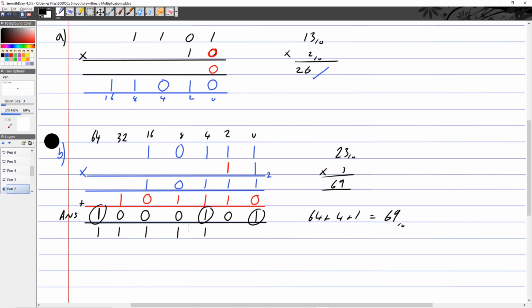So that's definitely correct. So all I did was multiply by the first unit, and obviously 1 times a number is going to be the same as what the number was in the first place. And then we did 2 times, which is effectively shifting the number over and making a placeholder.